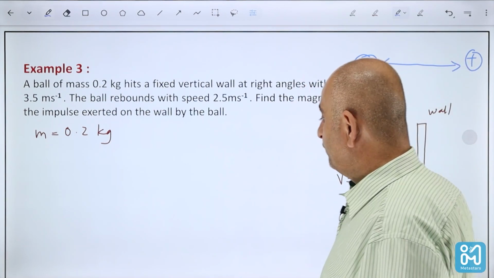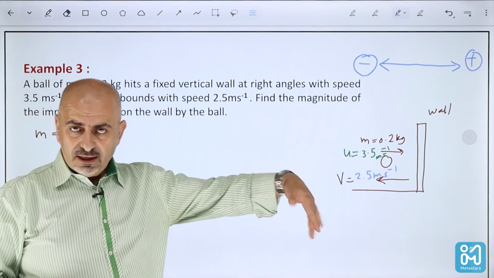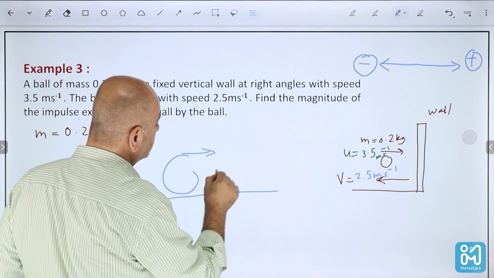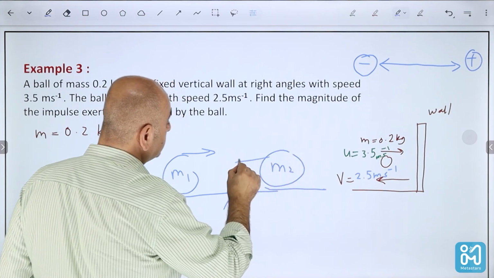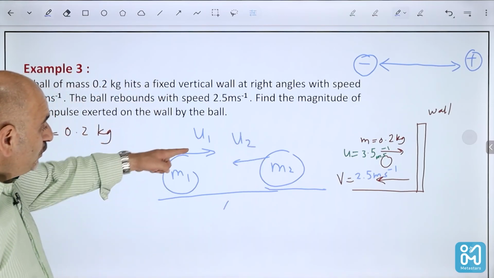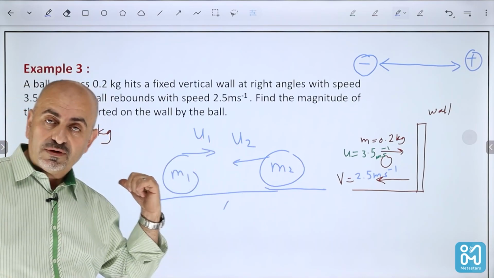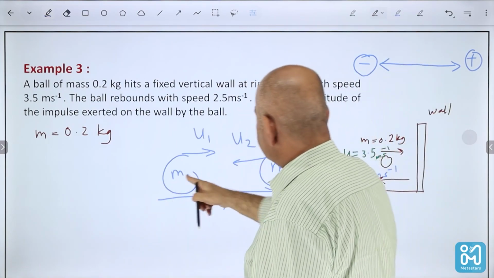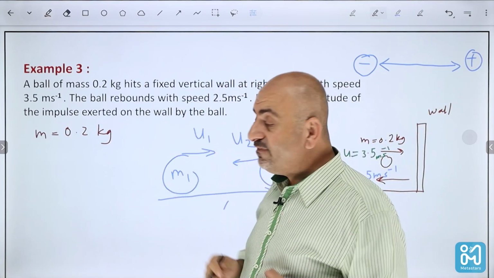Well, let me tell you something. I'm just going to step out of the question itself for a second. If I have two objects colliding, this is mass 1, for example, and this is mass 2, and this is moving at speed u1, and this is moving at speed u2. So u1 is positive because it's going right, and u2 is negative because it's going left. Now, listen very carefully. M1 is going to give a push to M2, and M2 is going to give a push to M1. Both give a push to each other.